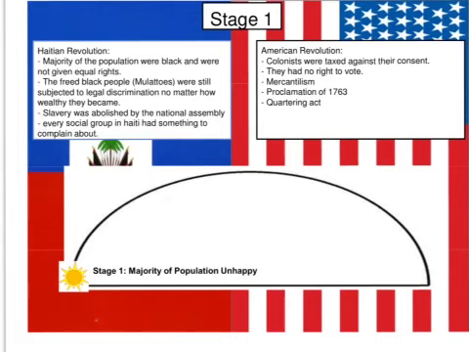The first stage of any revolution occurs when the majority of the population is unhappy. This can include things such as mistreatment of lower classes, heavy taxes, sharp criticism towards the existing system, and a desire of people to adopt another system. For example, in the Haitian Revolution, the blacks formed 95% of the population in Haiti, or Saint-Domingue as it was called in the 18th century.